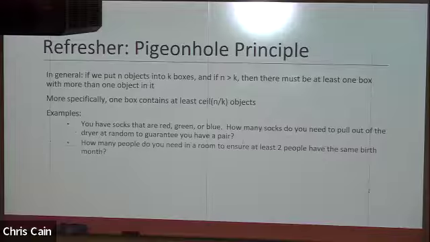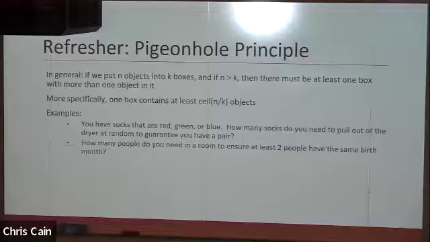How many people do we need in a room to ensure that at least 2 people share a birth month? This is not the birthday paradox. How many do you need in order to have more than a 50% chance of 2 people sharing the same birthday, which is less than you would think? That's the birthday paradox. But another pigeonhole principle question would be, how many people? 13? Yeah, that is the right answer. Since we have more than 13 people in here, it's guaranteed that at least 2 of us share the same birth month.